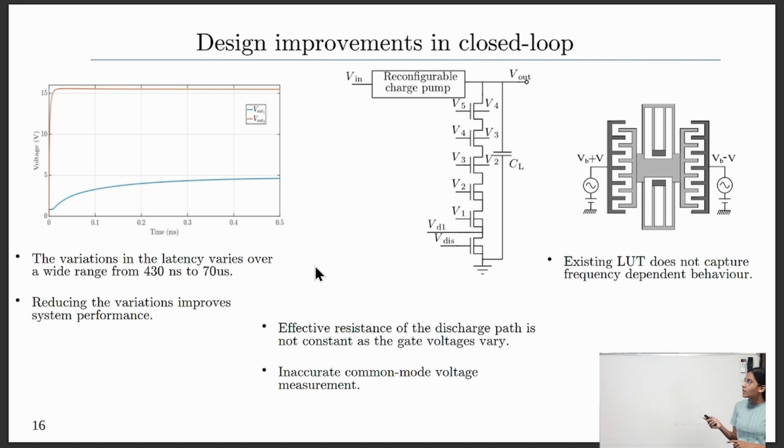Also, the discharge stage, which is just a stack of transistors, is driven by the voltages from the intermediate stages of the charge pump. These voltages are not the same for both the charge pumps which are generating the differential signals. So the effective resistance of the discharge path is not the same for both charge pumps. This will also lead to inaccurate common mode measurement. And also, the model for the actuator in the lookup table is not capturing frequency dependent behavior.